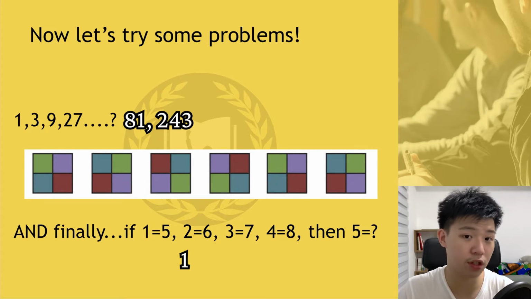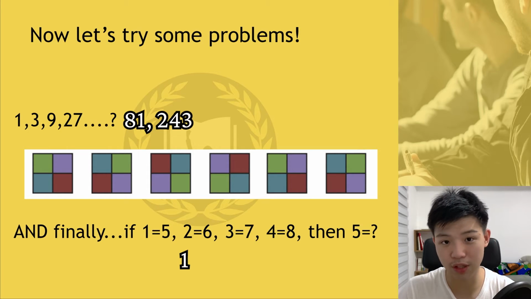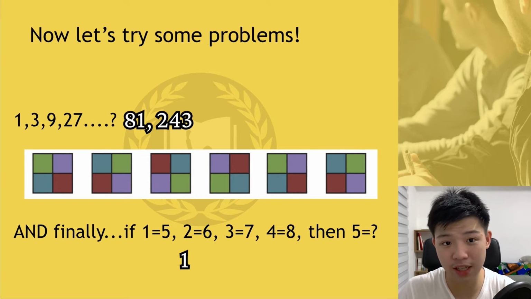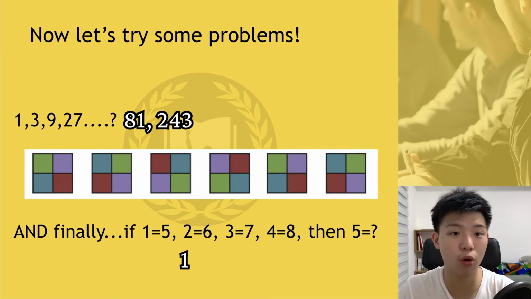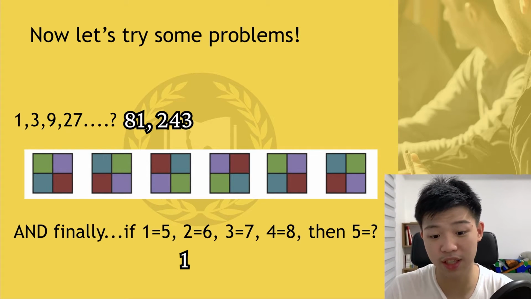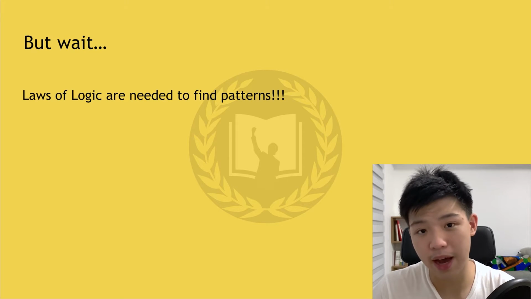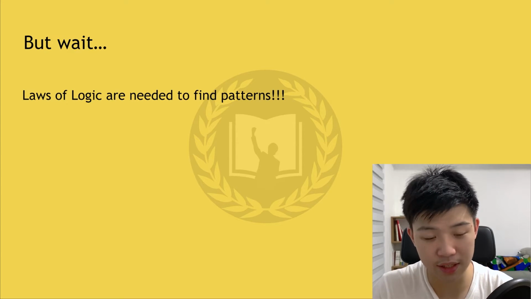Similarly, 6 will be equal to 2, since previously stated 2 is equal to 6. 5 is not equal to 10, because it has been stated. However, if you look at it in the pattern sense and do not look at the equal sign or any sense of math, then we can conclude that 5 is equal to 9. But wait, laws of logic are actually needed to find patterns in order to prove that patterns exist.